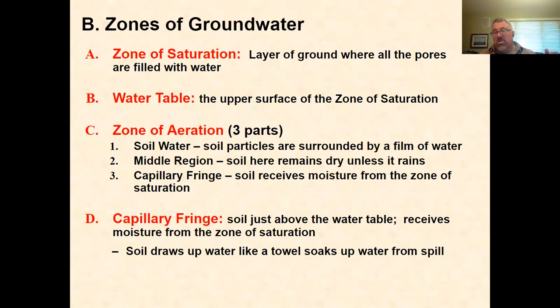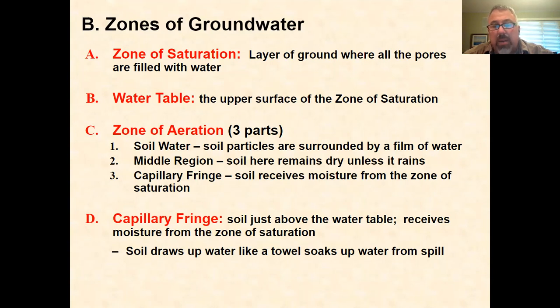You have the middle region, which is basically where water has not moved away from. So this is an area where it's dry until it rains. And as it rains, or it snows and it melts, that water will travel through this area, get the dirt wet, and then travel on down to the soil water.